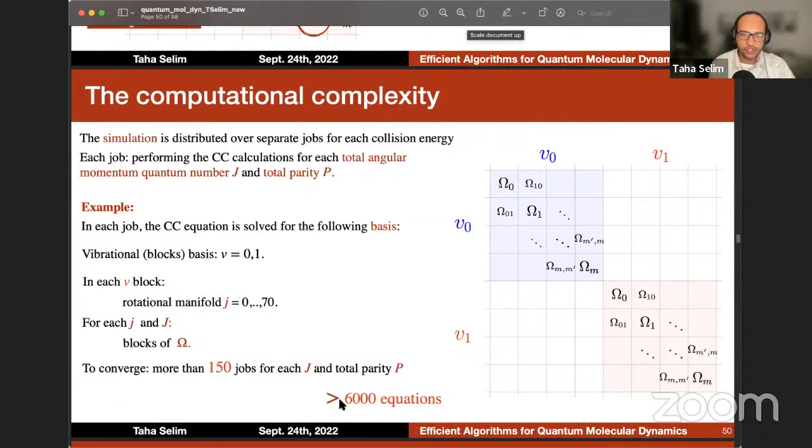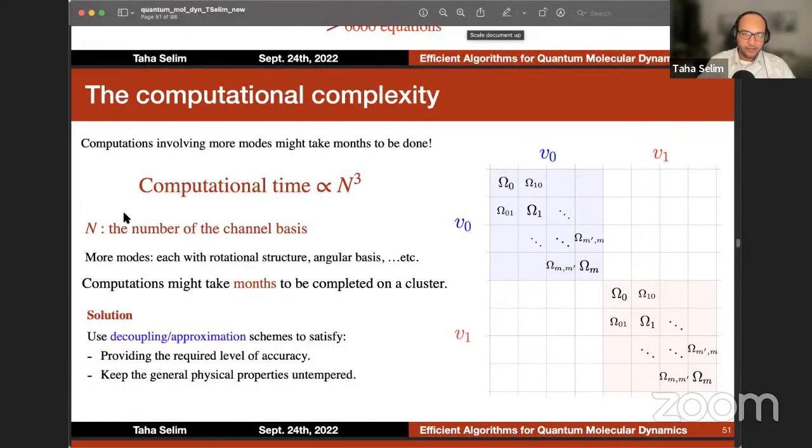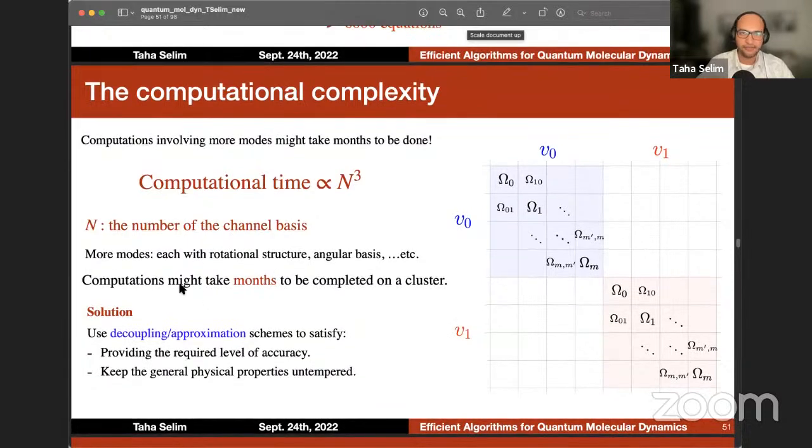It means that for each job we are solving at minimum, or on average, 6,000 equations. So we have to solve 6,000 equations for 150 jobs. And we are talking about one mode with 2 states. Imagine if we include up to v equal 4, how this scales. So here we see the computational complexity. We know about it in quantum molecular simulation, because classical has different ones. I see here a comment, 2456 is for a basis. Okay, we'll discuss this in the discussion afterwards.